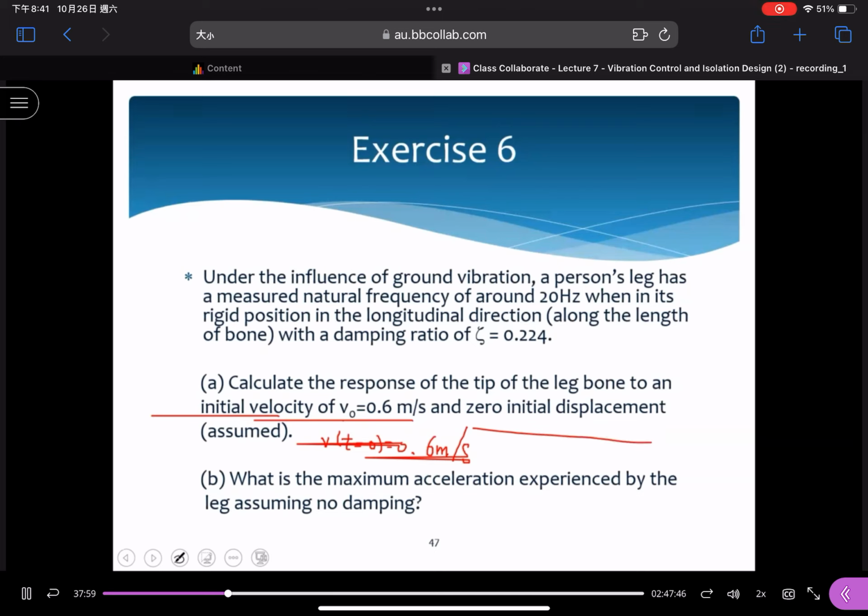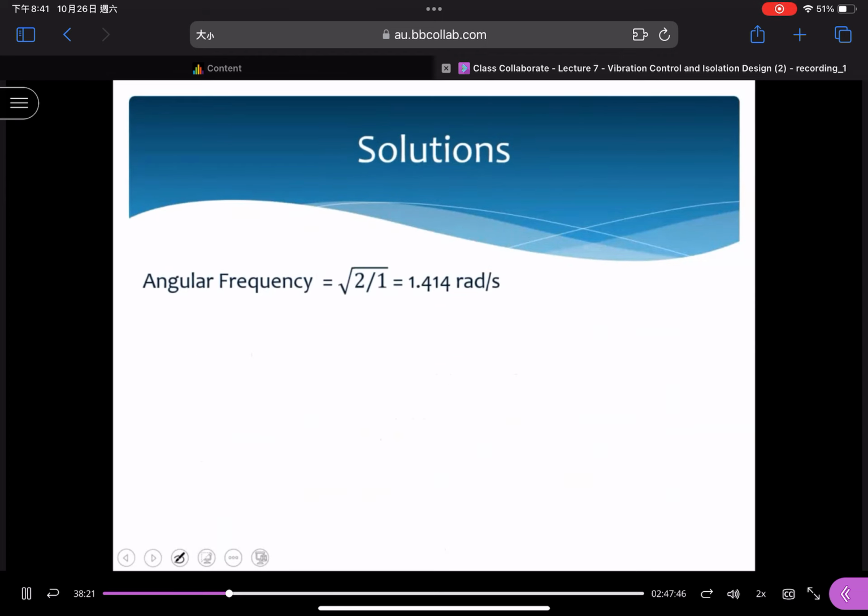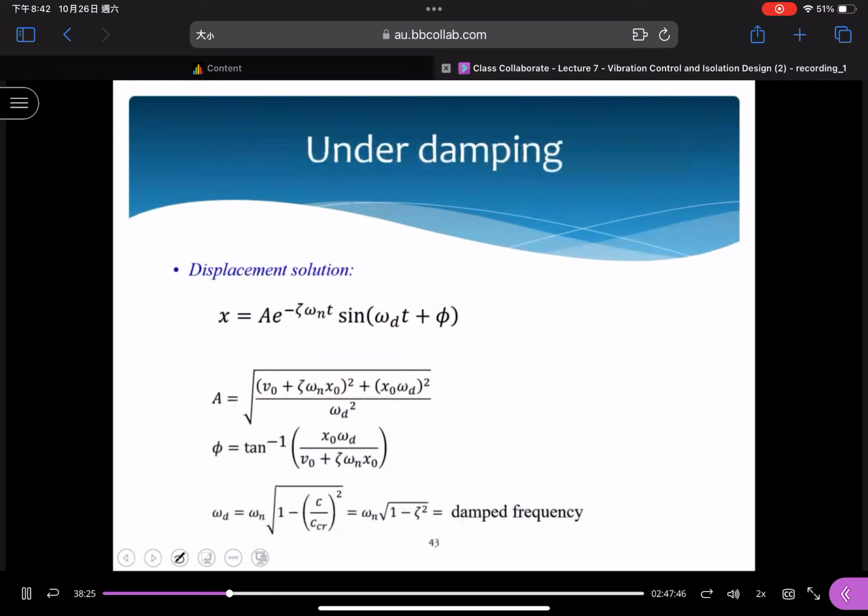And how about this one? Zero displacement, initial displacement. It means that S0 is equal to 0. Okay, why do we need these two conditions? Because the first question requests you to find out the response of the system. What equations do we need to use? This one. This is the displacement solution. You cannot just record these equations to answer question A. You need to find out each parameter, each one.